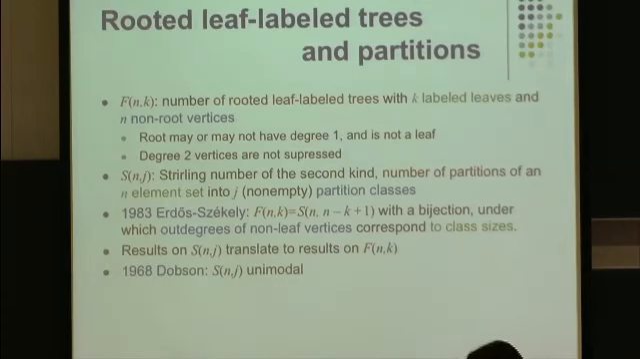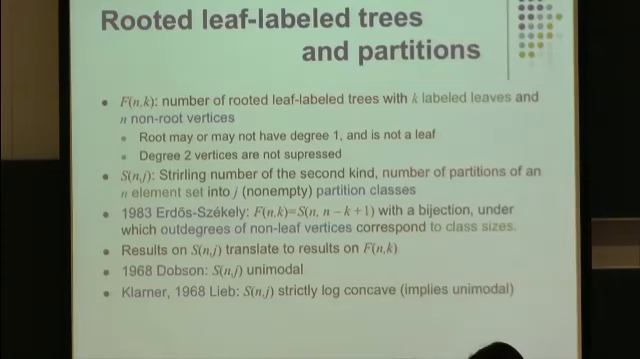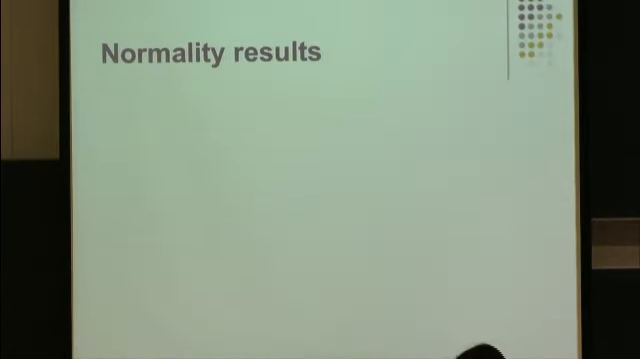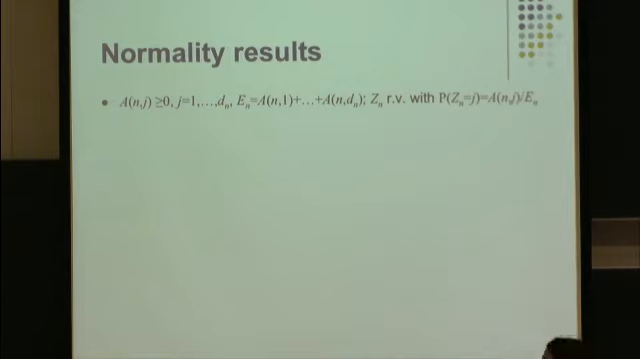And in 1968, Dobson showed that the Stirling numbers are unimodal, which means that they have a unique maximum. The Stirling number sequence is strictly log-concave, which also implies that it's unimodal. That's all. Okay. So there are some normality results, but for that I have to give some more definitions.